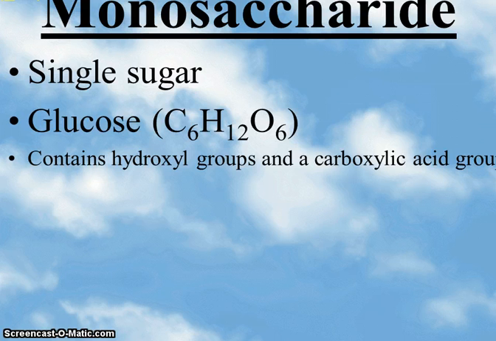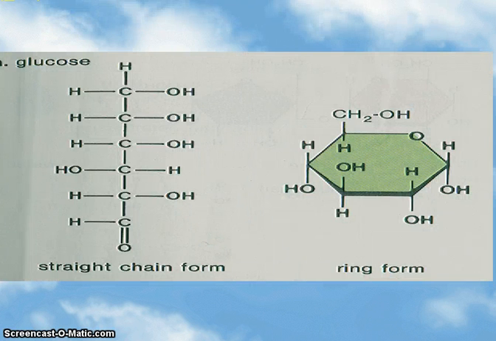And a glucose molecule contains 2 functional groups within its structure. It's going to have a hydroxyl group, and it's going to have a carboxylic acid group. So here we have two structures of glucose. We have a straight chain form for glucose, and if we count up the number of carbons, hydrogens, and oxygens, we would see that it's got 6 carbons, 12 hydrogens, and 6 oxygens. Glucose can also be found in a ringed form, which would have a similar structure.